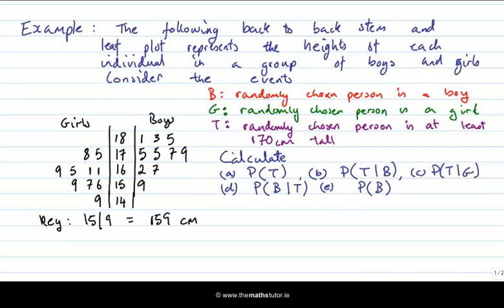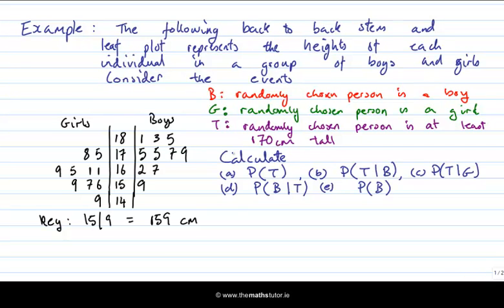So we've listed 3 events here. B is the event that the randomly chosen person is a boy, G is the event that the randomly chosen person is a girl, and T is the event that the randomly chosen person is at least 170 centimeters tall. And now we have 5 different probabilities to calculate.